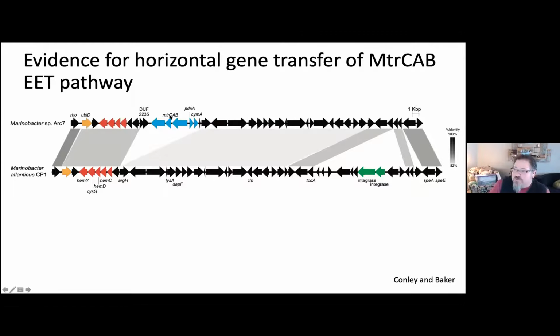So here we've got the MtrCAB pathway in blue. And there's little PdsA and Sime. So this is a complete pathway that will allow electrons to go, again, based on our work in Vibrio and Aeromonas, from the cytoplasmic membrane all the way to the outside of the cell. And we have a very closely related Marinobacter strain here, which is actually the strain that our colleague Sarah Glavin works on, called Marinobacter atlanticus CP1. And you can see the exact spot where these genes are different in this Marinobacter isolate versus this one.